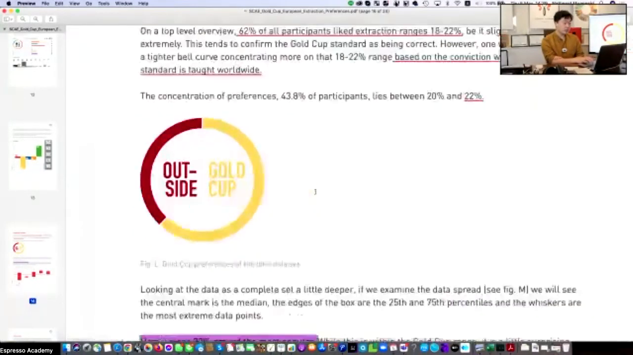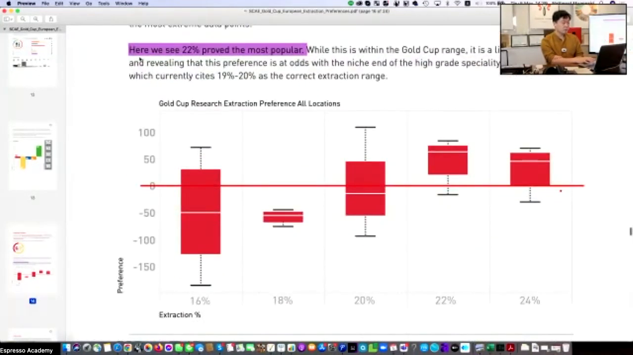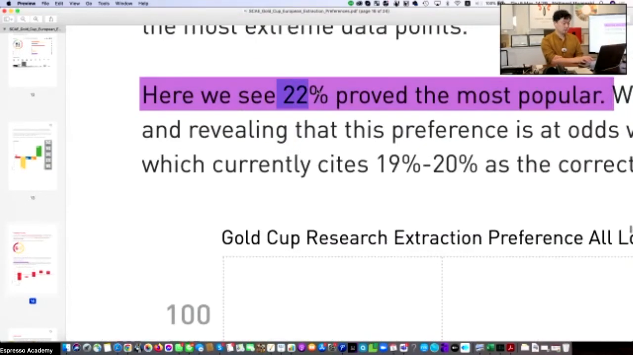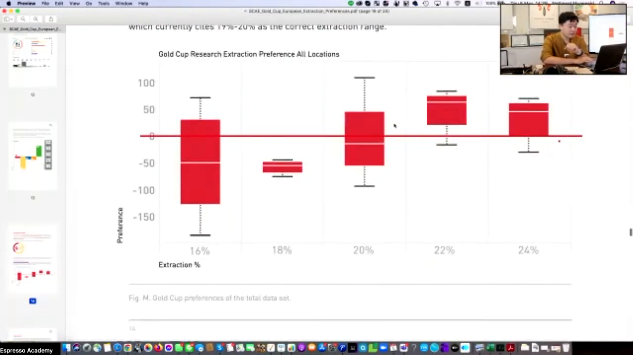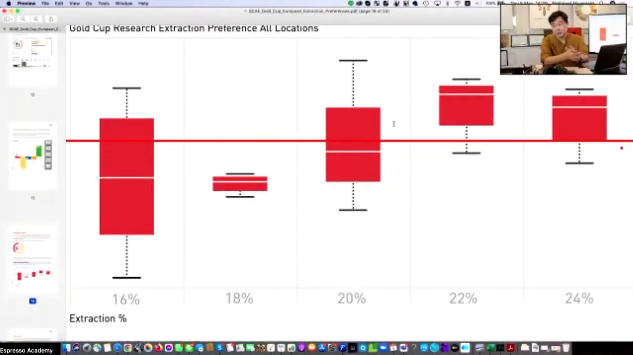And this one is confirmed that most people like 22% extraction coffee. Sometimes in SCA, they mentioned that anything above 22% extraction coffee will be very bitter. Anything under 18% extraction will be very sour. And anything less than 18 or over 22 is not something people want. Interestingly, the survey said differently, okay?